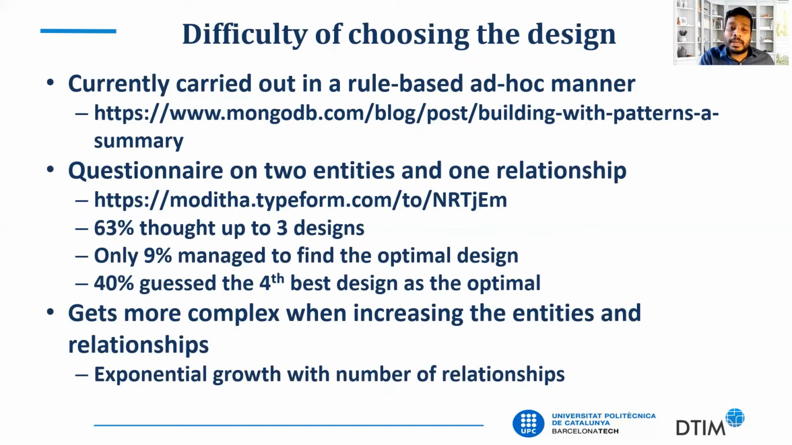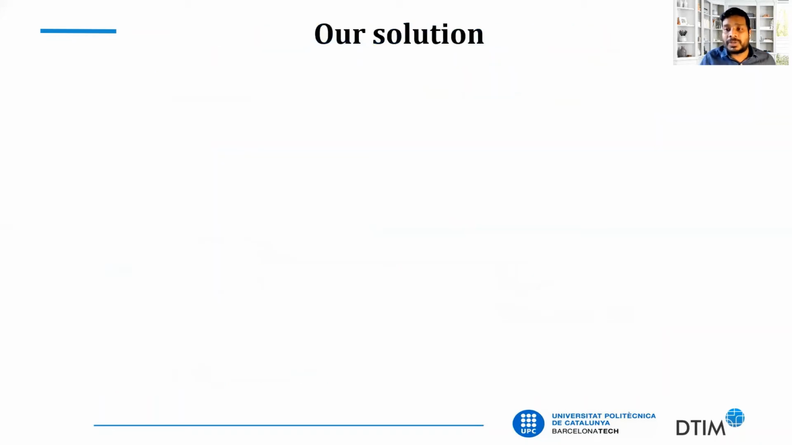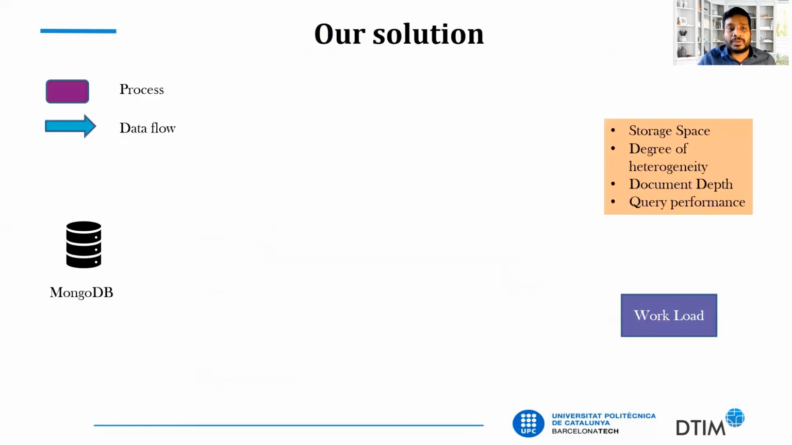This gets more complex when you increase the number of entities and relationships, where the possible designs grow exponentially with the number of relationships. Therefore, this is the workflow of our solution, where you have, let's say, a typical document store like MongoDB, and you have a workload, or the set of queries that you want to explore. And we have the optimization criteria: the storage space, the degree of heterogeneity, the document depth, and the query performance.